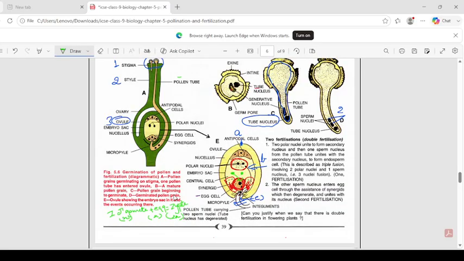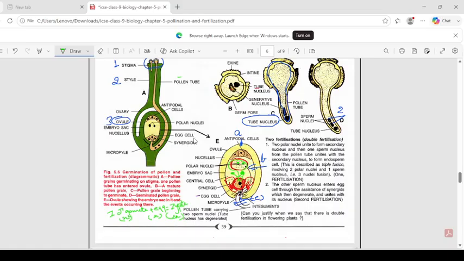So in this way we are getting a diploid zygote, and this process is called true fertilization or syngamy. After this, the second male gamete fuses with the two polar nuclei. But here the process is slightly different. This haploid second male gamete fuses with the secondary nucleus.